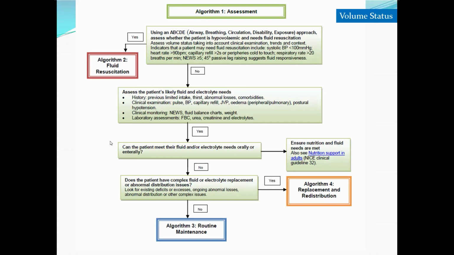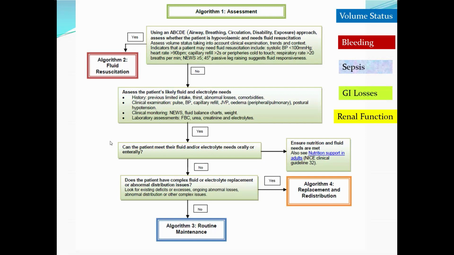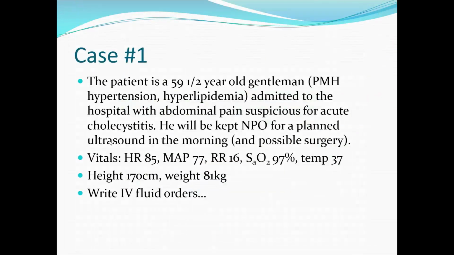All right, so really it's about what's their volume status? Are we in a fluid resuscitation mode? Are they bleeding, which sends us to fluid resuscitation? Is it sepsis, which sends us down fluid resuscitation and potentially replacement and redistribution? Same thing with GI losses. Could be fluid resuscitation, could send you down replacement and redistribution. And then if they have any renal function issues, how's that going to alter your thinking about both fluids and electrolytes? So we'll start with a case.